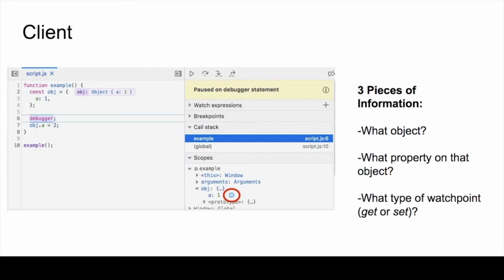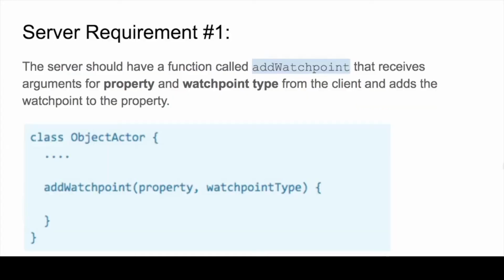And then we need to also pass along the property where we're going to add the watch point. And then we need to also tell the server what type of watch point, either a get or a set watch point. There's a lot of work that is done on the client side that goes into this feature, and there's also a lot of interesting detail about how the client interacts with the server. But at this point, I'm going to skip over those details to get a general overview of how watch points are implemented in just the server.